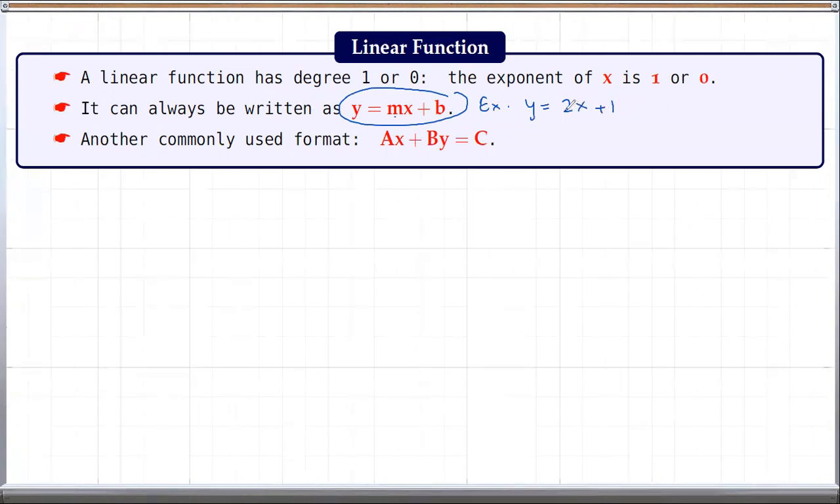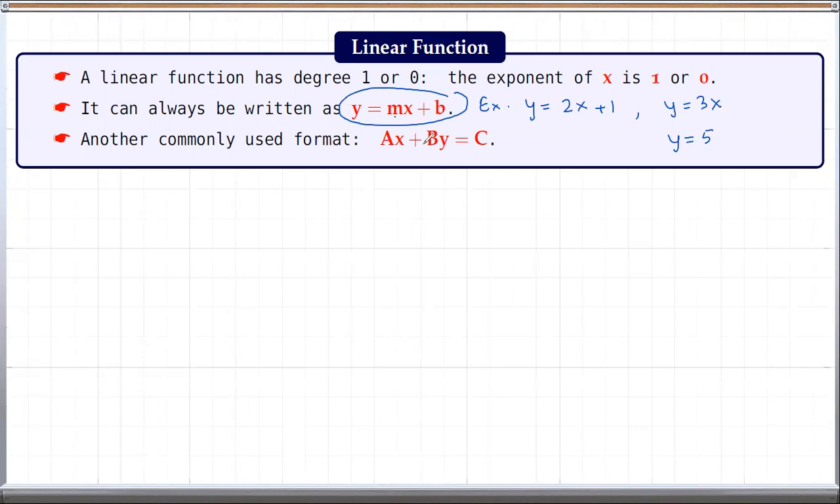And they can be 0 also. Either m or b can be 0. So another example can be y equals 3x. In this case, we have plus 0, but we don't have to write that. b is 0 in this case. Or we can have m as 0 also. When m is 0, that part goes away. mx goes away. So we have just y equals 5. So all these are linear functions.